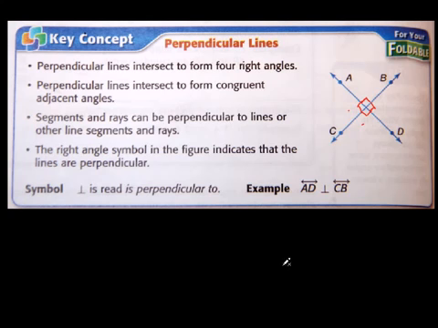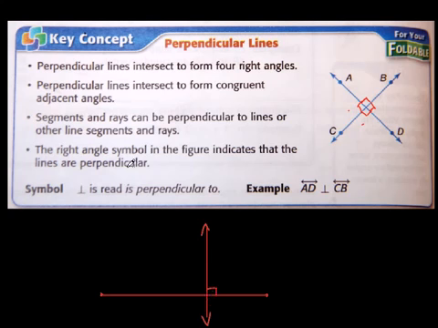Let me show you what they're talking about here. It says segments and rays can be perpendicular to lines. So let's have a segment. We'll say that that's a line segment, and that can be perpendicular to a line. So I could have a line that goes like this, and this line could keep on going forever. And if that line and that segment form a right angle, then they're perpendicular. So they don't have to be lines. You can have perpendicular rays, perpendicular line segments, perpendicular lines, and a mixture of all those in between.